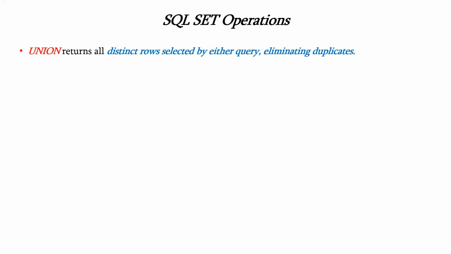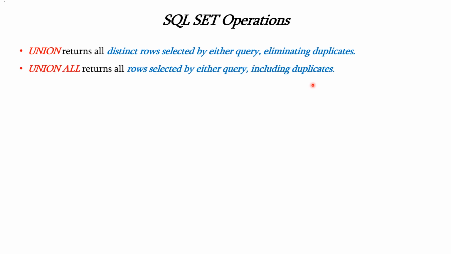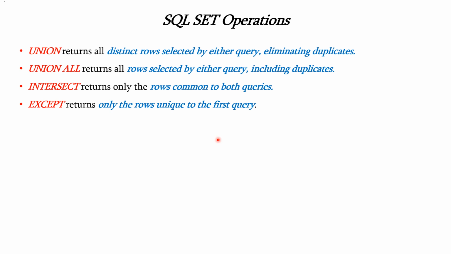Now let us see the definition for each set operation. First, union returns all the distinct rows selected by either query, eliminating the duplicates. Union all returns all the rows selected by either query, including the duplicates. Intersect returns only the rows which are common to both the queries. And except or minus returns only the rows which are unique to the first query.